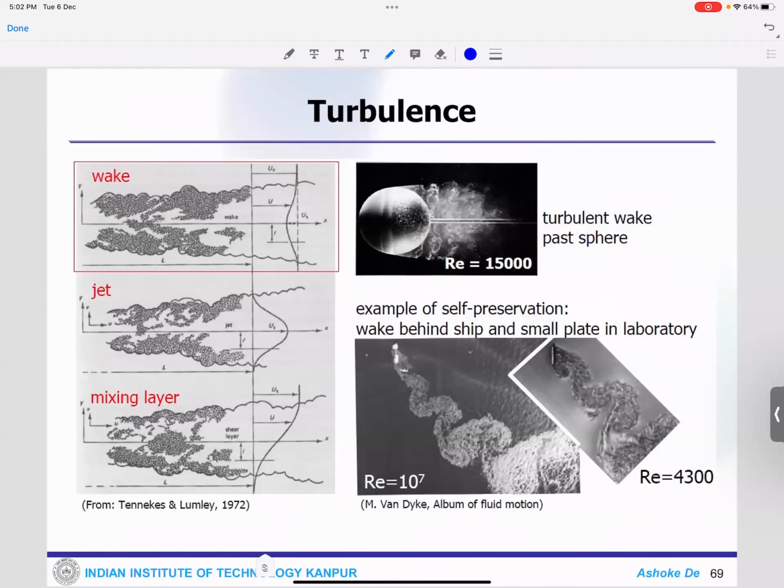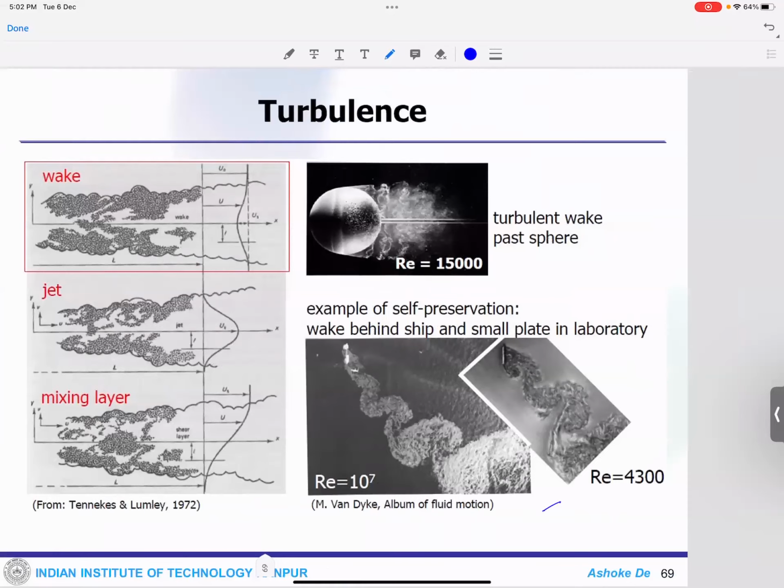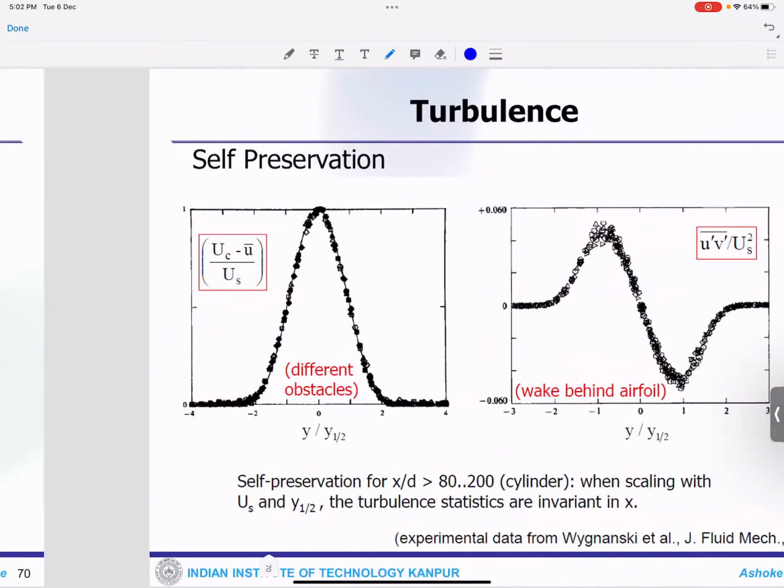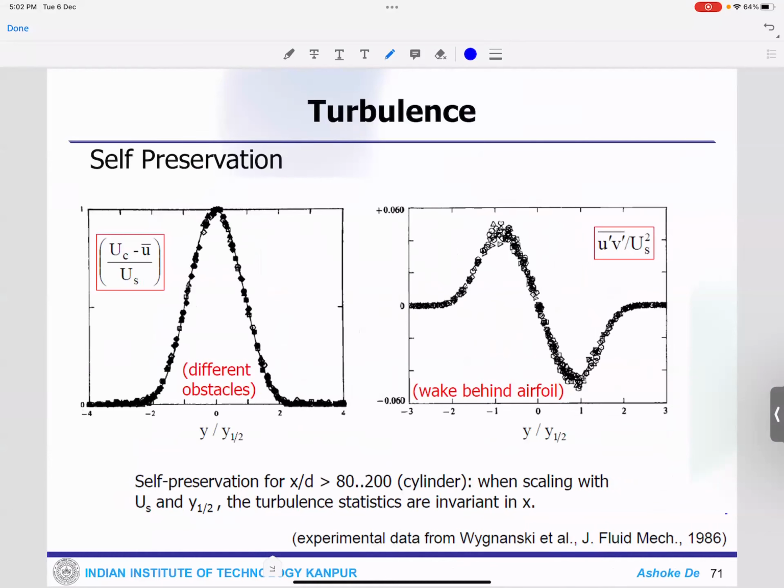In the same way, you see the turbulent wake past a sphere, which we have seen as an example. We also saw the example of the wake behind that. Okay. So now, if you have an obstacle in a uniform flow, you can see what the wake is going to look like. There is always a profile which is going to give you a velocity deficit. This is what you capture in the wake profile, and this is the self-preservation. You can find this out from the literature.